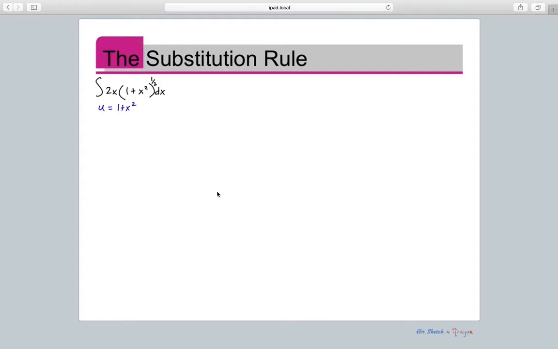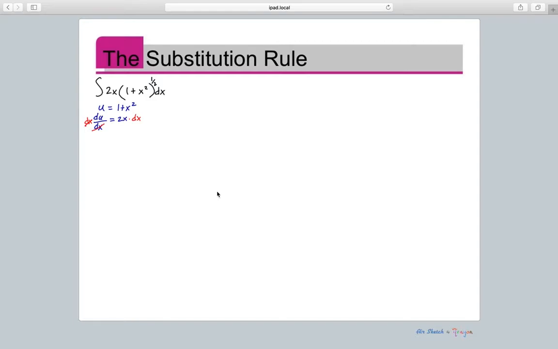So the first thing I'm then going to do is take the derivative of u with respect to x, because u is now a function of x, right? And so if I take the derivative of that function u in terms of the variable x, well, the derivative of 1 is 0, the derivative of x squared is 2x, okay? Now we're going to treat this like a fraction, and I'm just going to multiply dx by both sides.